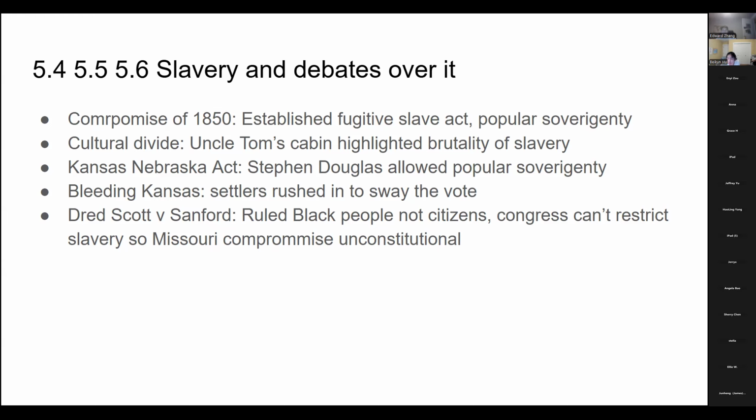So what happened was settlers rushed in and they wanted to sway the vote. They massacred each other. And it was a very big failure. And then an important court case is the Dred Scott case, right? It ruled that Black people were not citizens and that Congress can't restrict slavery, and it deemed the Missouri Compromise unconstitutional. So that means states above the line could still be admitted as slave states.